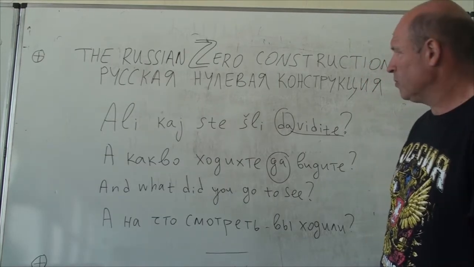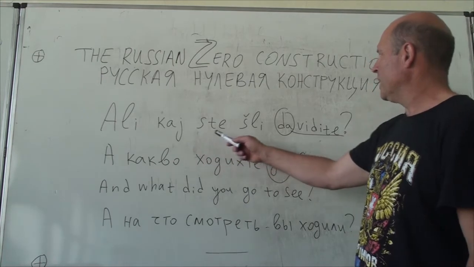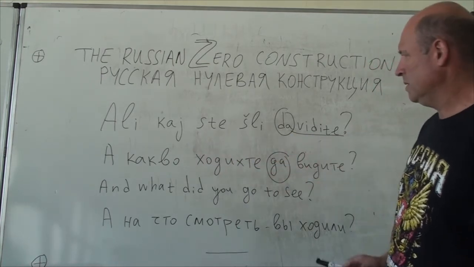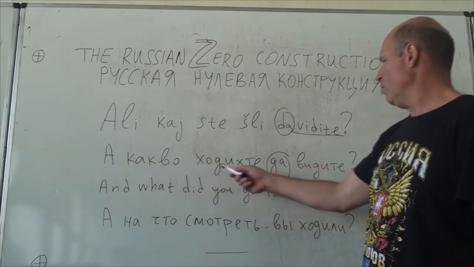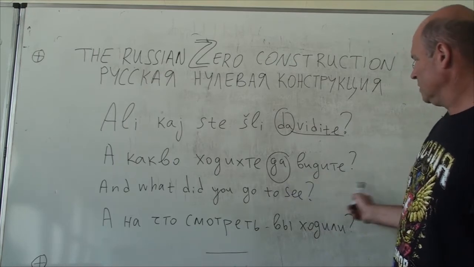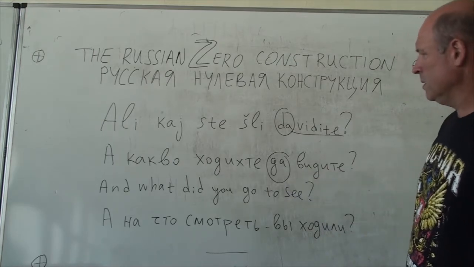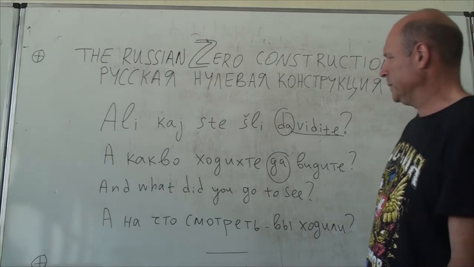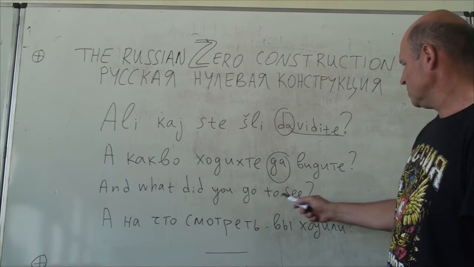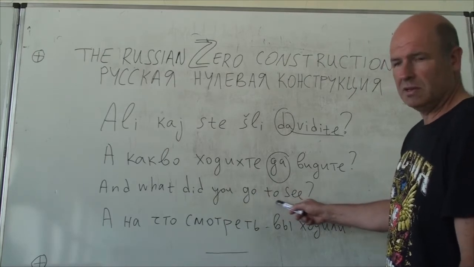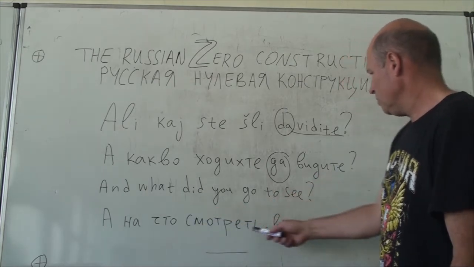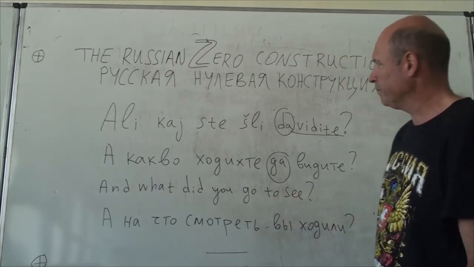Another example from Slovenian. Ali kaj ste šli da vidite? Here is the da construction. In Bulgarian, а какво ходихте да видите? It is the same as in Slovenian. The English will be and what did you go to see? To plus infinitive. The same is in Russian. А на что смотреть вы ходили?